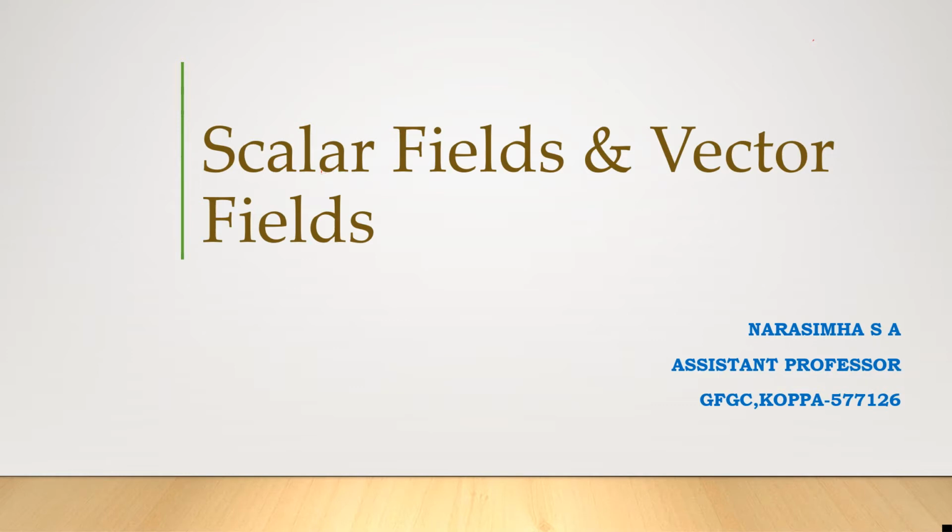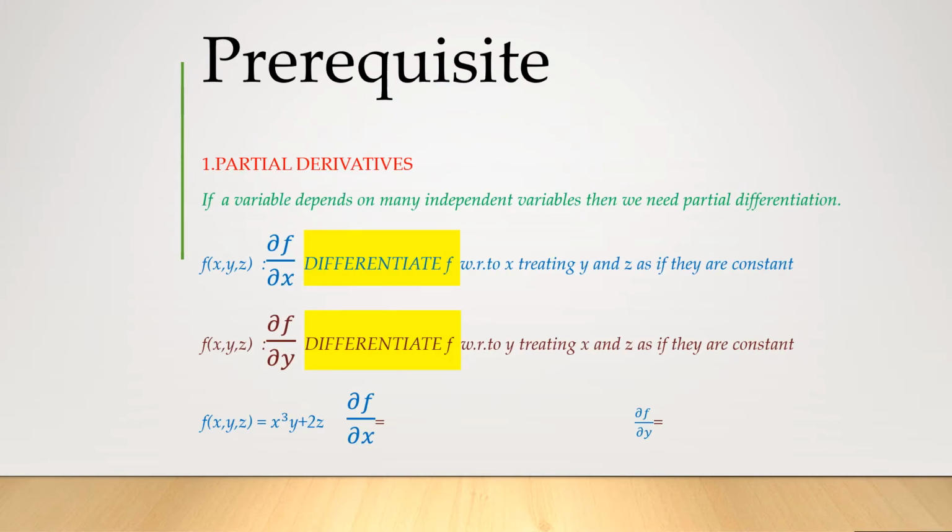In this video, we will learn about scalar fields and vector fields and related mathematics. Learning about electricity and magnetism requires learning also about some new mathematics. First prerequisite is partial derivative concepts. If a variable depends on many independent variables, then we need partial differentiation.